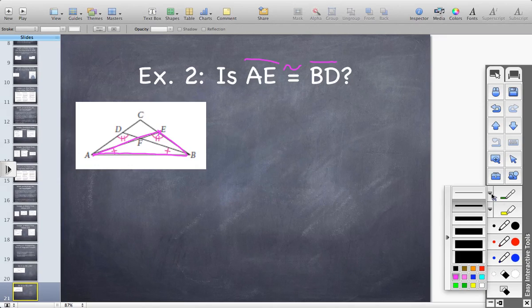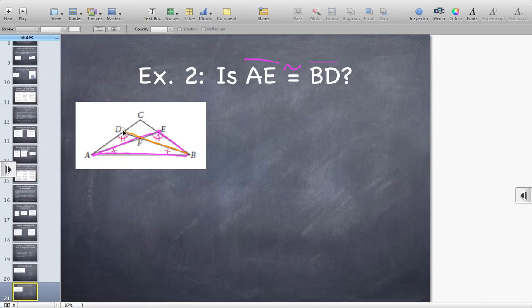I would like to change colors. Right there, I want the orange one. Thank you. All right, and line segment BD is this one right here. And looking at the pictures of where my congruent angles are, that's the triangle I'm working with. Okay.